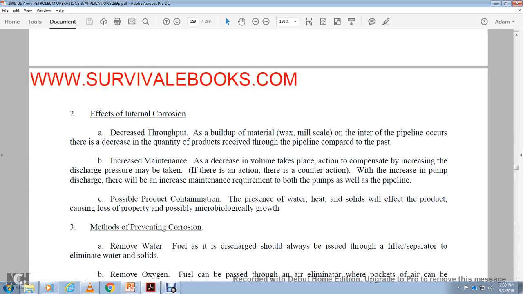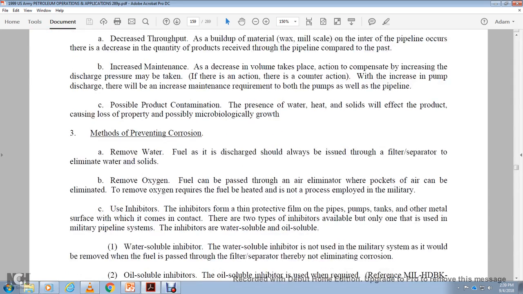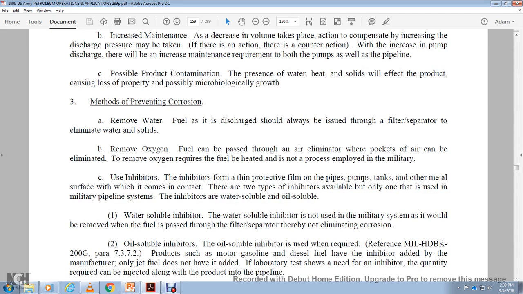Possible product contamination. The presence of water, heat, and solids will affect the product and cause the loss of the property, and possible microbiological growth. Methods of preventing corrosion.